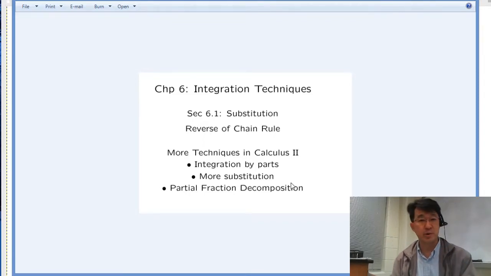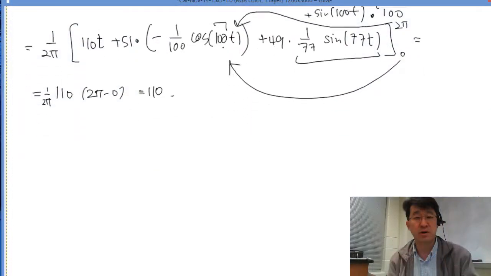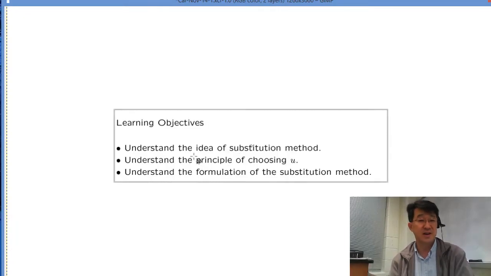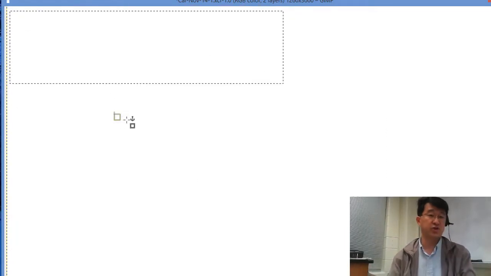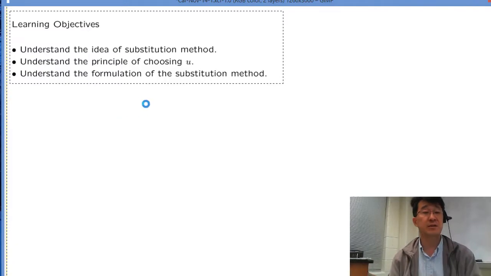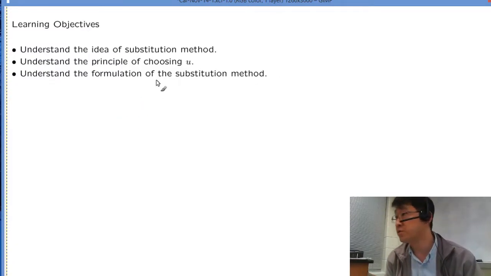So what are the derivative rules? Chain rule and product rule, right? So we're going to first take the chain rule and think about reversing it, going backward. And in Calculus 2, we're going to understand the idea of this reverse chain rule. The official name is the substitution rule or substitution method.